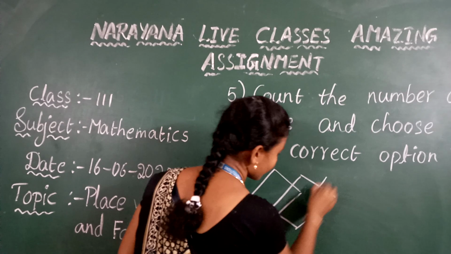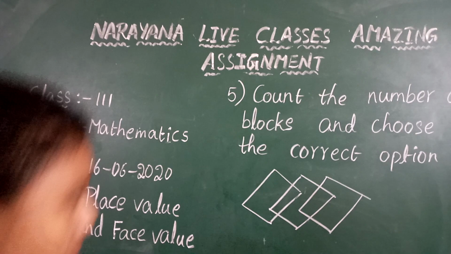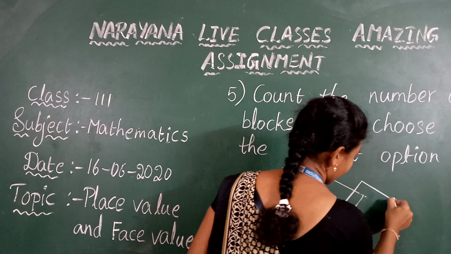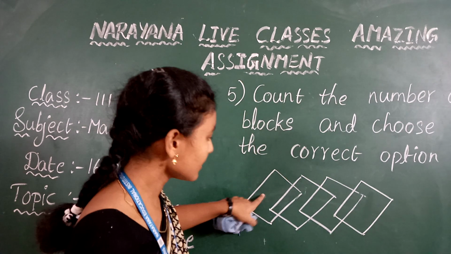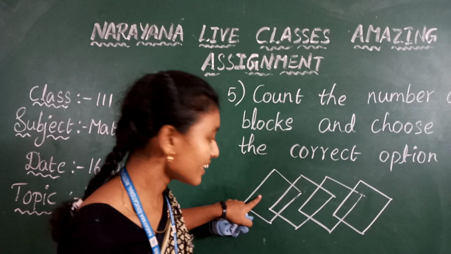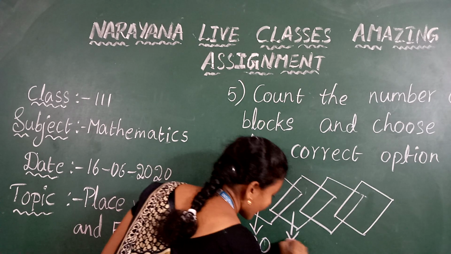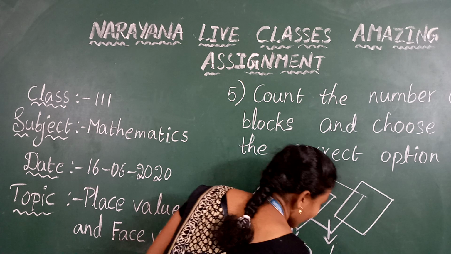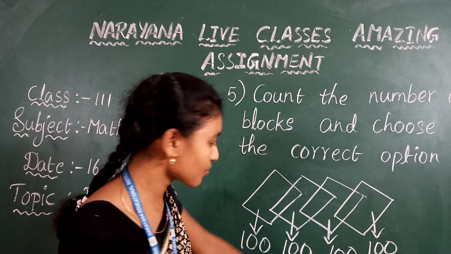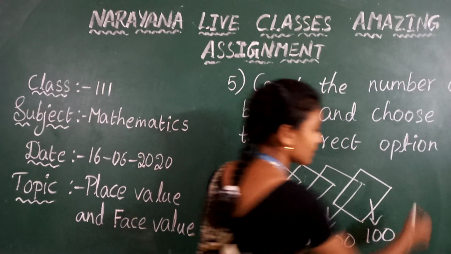How many squares are given? 4. 1, 2, 3, 4. So these 4, each square belongs to 100. 100, 100, 100 and 100. So how many hundreds were formed? 1, 2, 3, 4. Total 400.